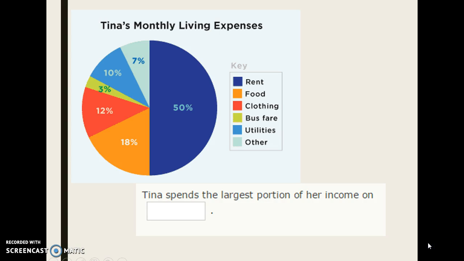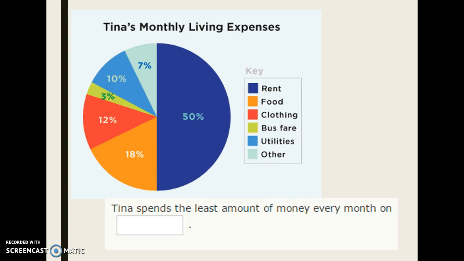Tina's monthly living expenses are represented in this pie chart. We have a key that shows the color coding for each percentage. So Tina spends the largest portion of her income on rent. Tina's monthly living expenses. She spends the least amount of money every month on bus fare.